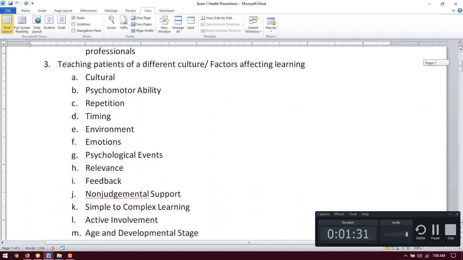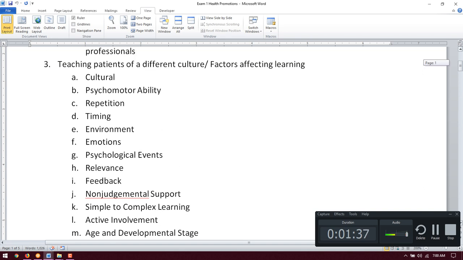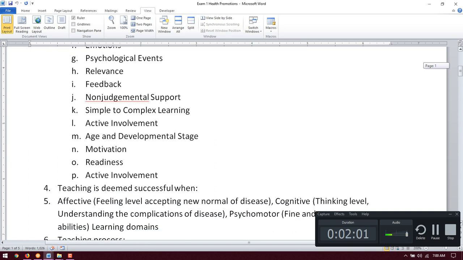Review the cultural differences, the different factors that will affect learning. It could be cultural stuff. Make sure you know their psychomotor ability. Repetition, repetition, repetition. Their timing, the environment, the emotions, the events they've got going on. Relevance. Is it relevant to the patient at the time? Are you giving them feedback? Very, very important to be non-judgmental.